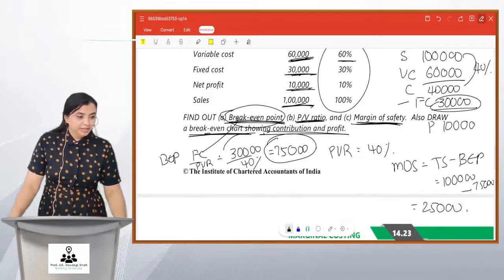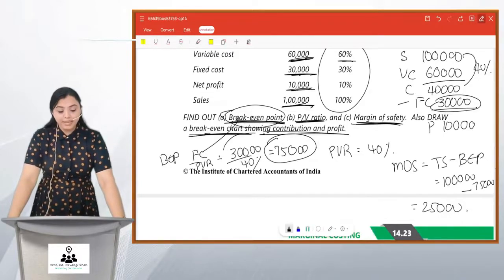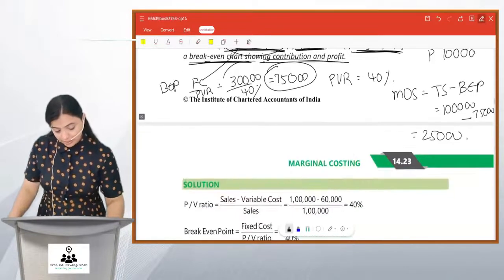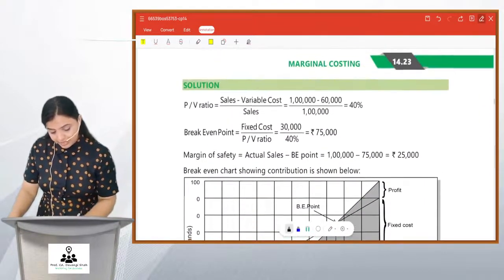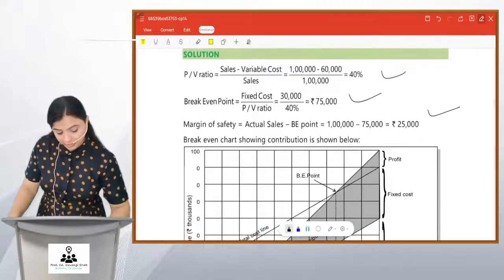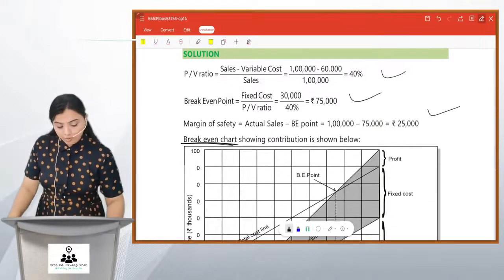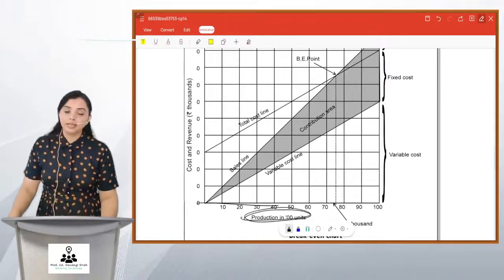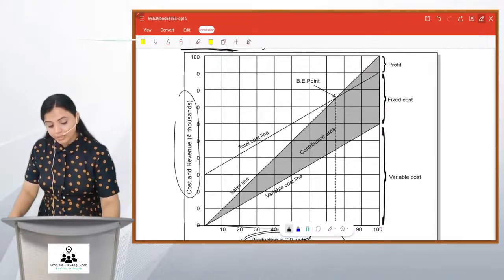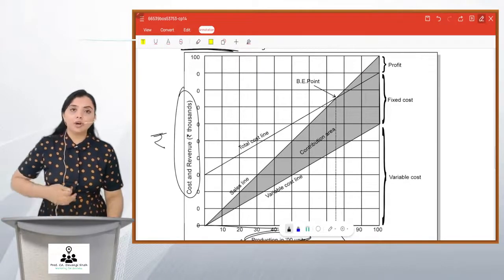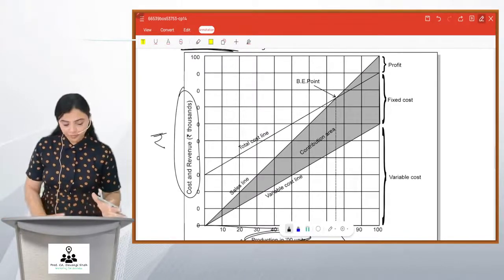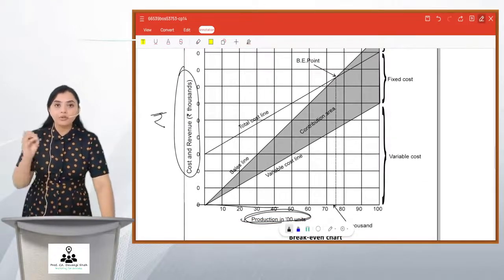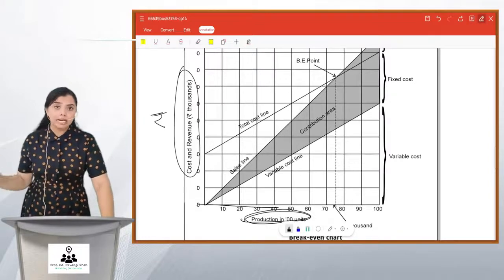Coming back to this break-even chart, you need to find out contribution and profit. So let us see the solved part. See, friends, this is what we worked out. Now let's see this break-even chart. How to make a break-even chart? Friends, on your x-axis, you will take the units. And on the y-axis, you will take rupees. Rupees may be cost rupees, sales rupees, or both. Now what we will do is plot a few points and with that, we'll draw a graph.